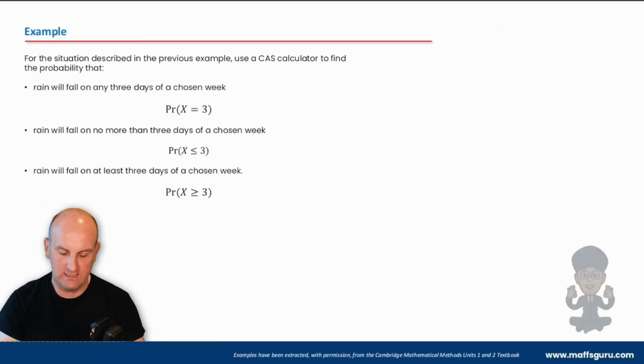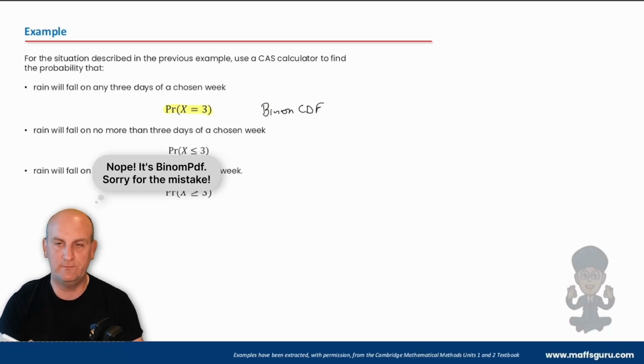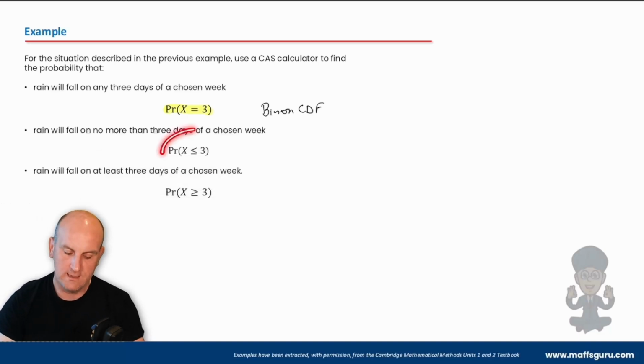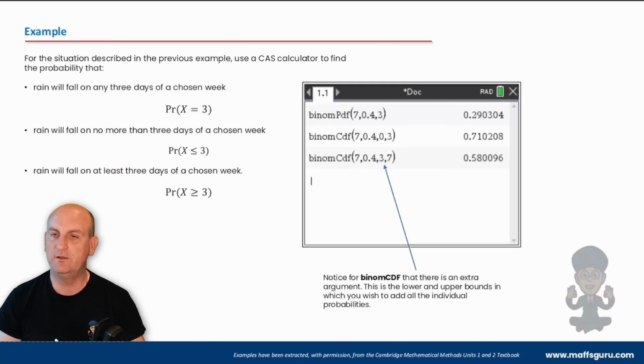And again, when you break that inequality down, this one here, probability that x equals 3. I think we've already done that. X is less than or equal to 3. And rain will fall on x is greater than or equal to 3. Now, again, using the CAS is really important. This one here is binomial PDF. You want one specific probability for one specific case, then you do binomial PDF. But what about the inequality ones? Wouldn't it be great if there was a way to use your calculator for the inequality ones?